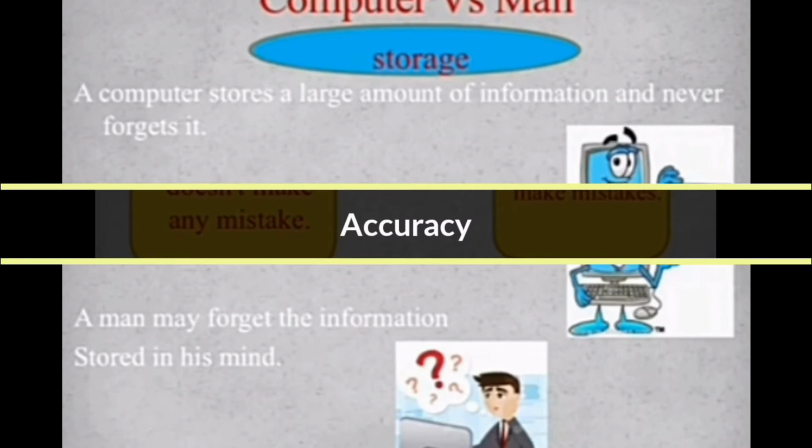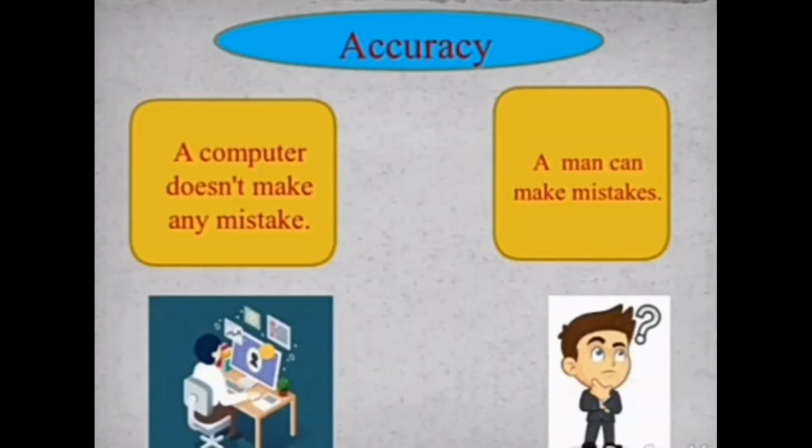Let's talk about accuracy. A computer does not make any mistake. In comparison, a man can make mistakes. If we give a large amount of calculation, a computer does not make mistakes, and at the same time, a man can make mistakes in such a large amount of calculations. So a computer is more accurate than a man.